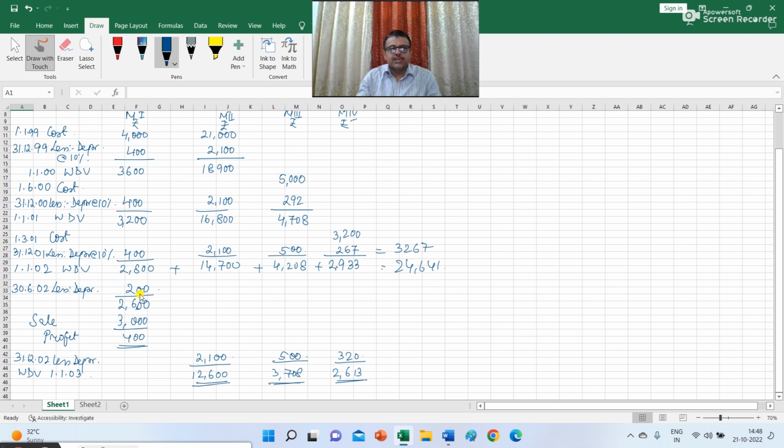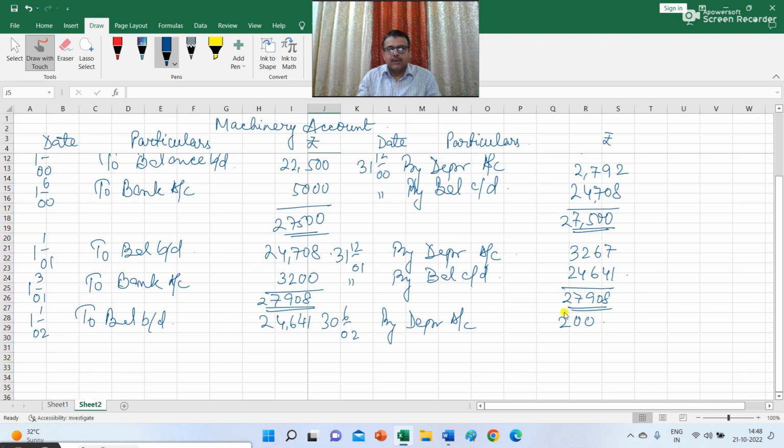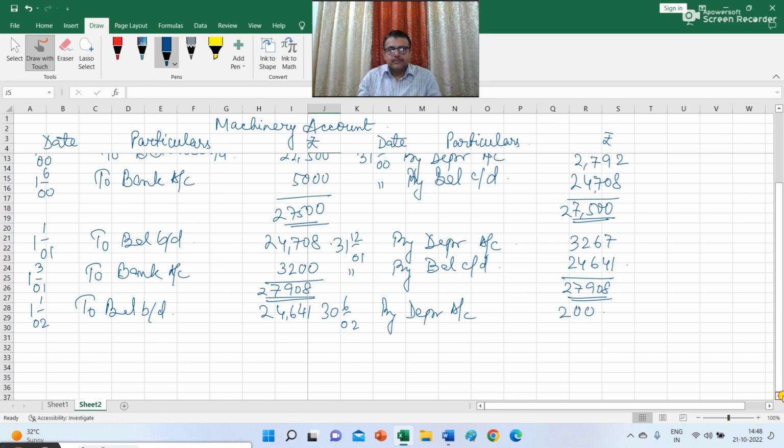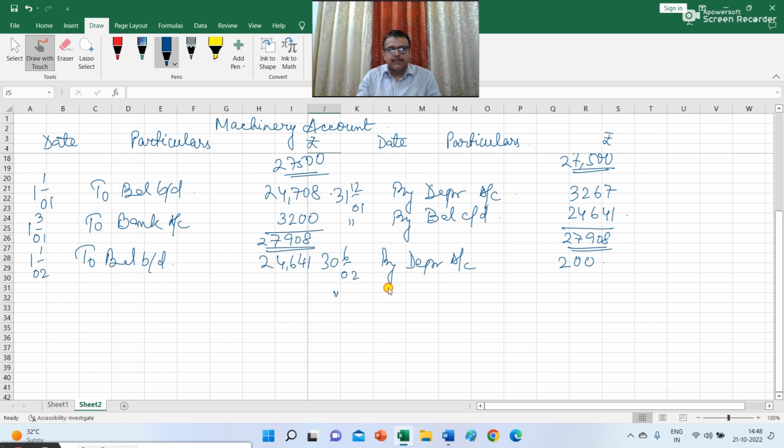So depreciation charge on 30th June 2002 is rupees 200. So I have to write here by depreciation 200 on 30th June. Then on the same day, this machine was sold for rupees 3,000. So I have to write a bank account debit to machinery rupees 3,000. And you made a profit of 400 rupees. So machinery account debit to profit and loss account rupees 400.